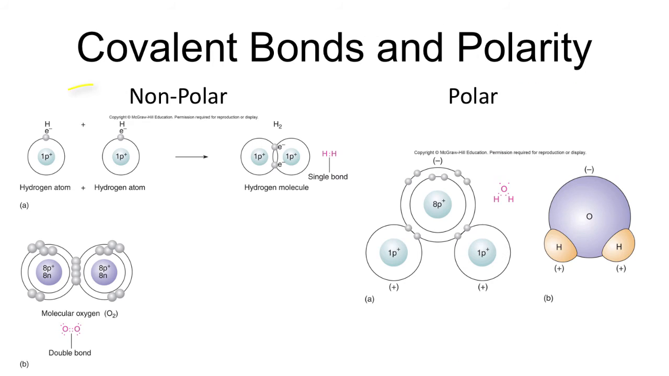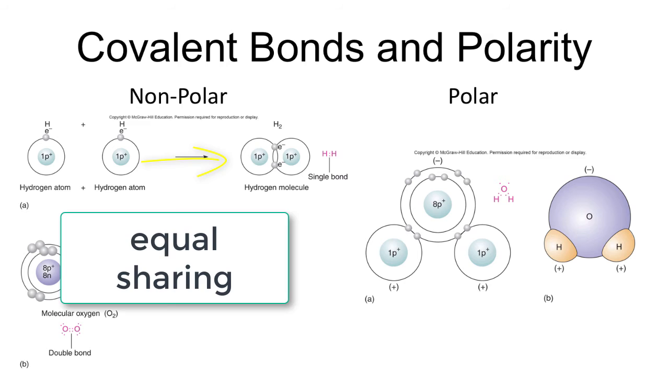Let's look at a picture of this. You have 2 hydrogen atoms. Each one of them is the same. They each have 1 electron that they would like to share. They come together to make a hydrogen molecule, and the electrons are equally shared between the 2 atoms.